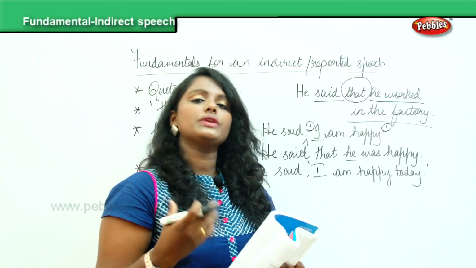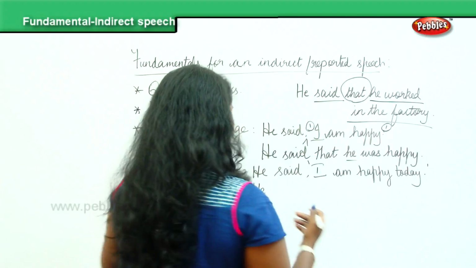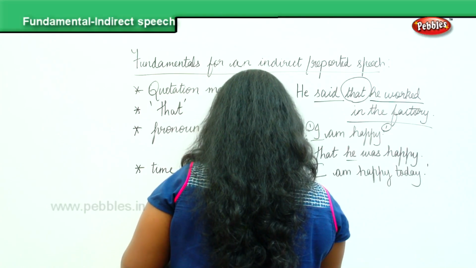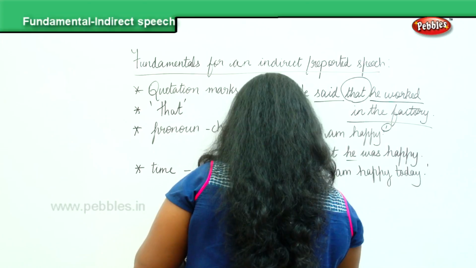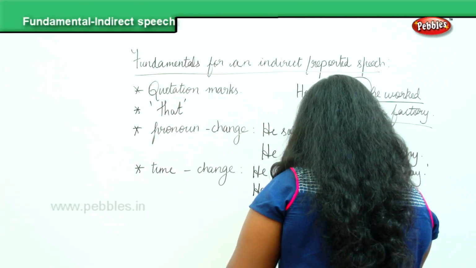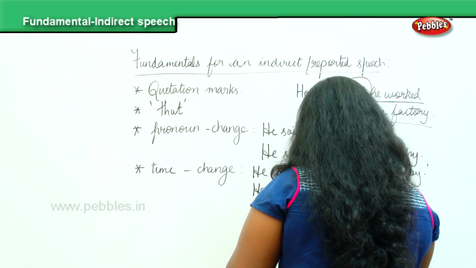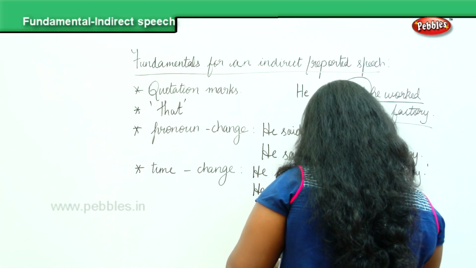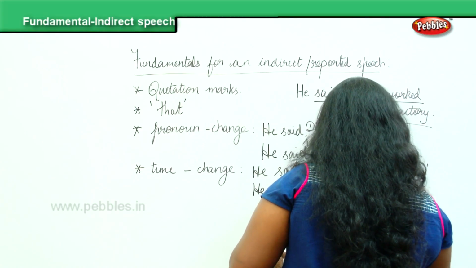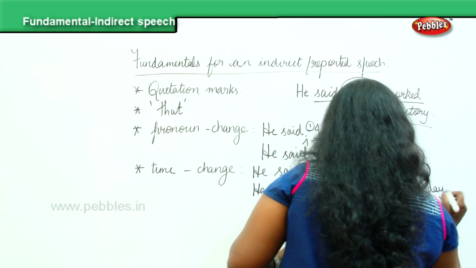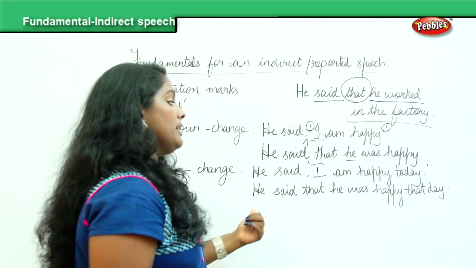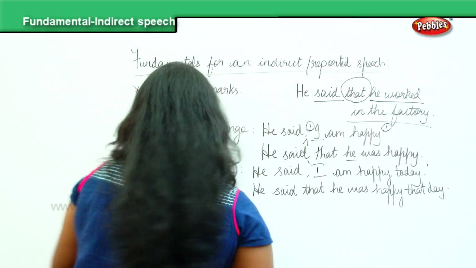So how is this today going to transform itself? He said that he was happy that day. So your today becomes that day when it is converted into an indirect speech or reported speech.